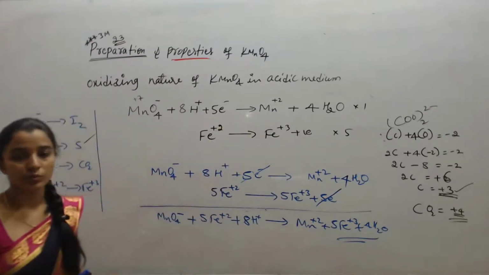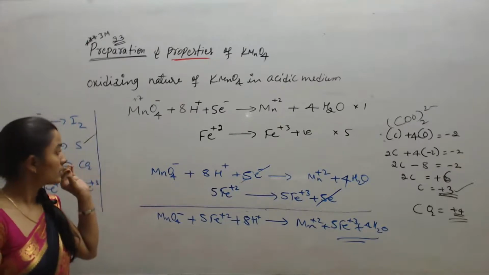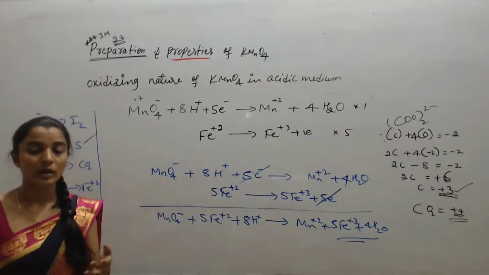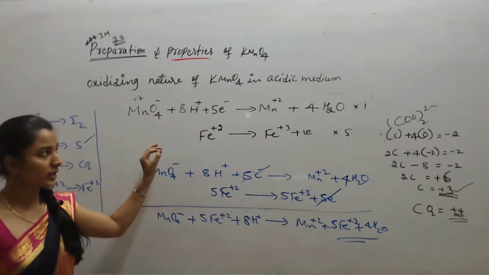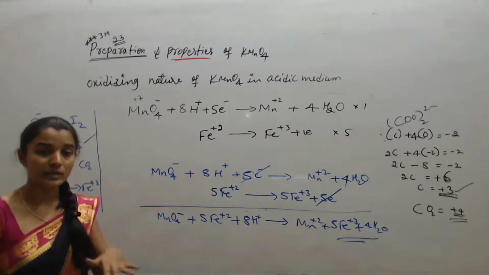So in all these, students, in the acidic medium, the MnO4 minus changes to what? Mn plus 2. Okay. So in acidic medium, in potassium permanganate or any permanganate ion, manganese gains 5 electrons to attain its plus 2 oxidation state. Okay, it gains, not loses.